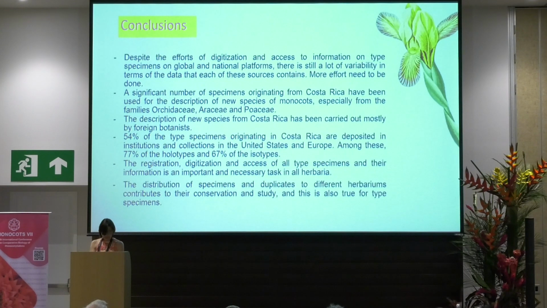54% of the type specimens originating in Costa Rica are deposited in institutions and collections in the United States and Europe. Among these, 77% of the holotypes and 67% of the isotypes. The registration, digitization, and access to the information of all type specimens is an important and necessary task in all herbaria. The distribution of specimens and duplicates to different herbaria contributes to their conservation and study, and this is also true for type specimens.